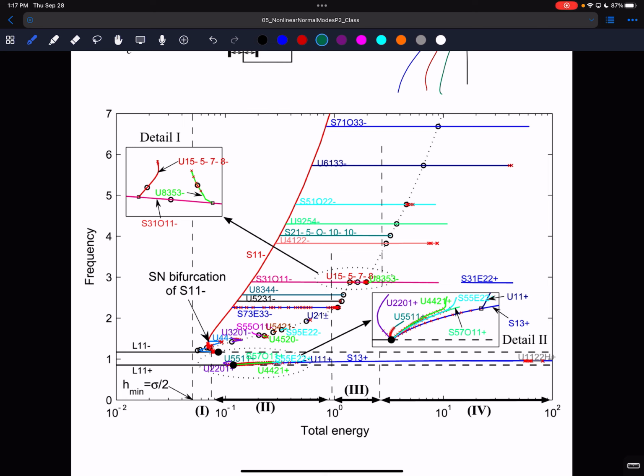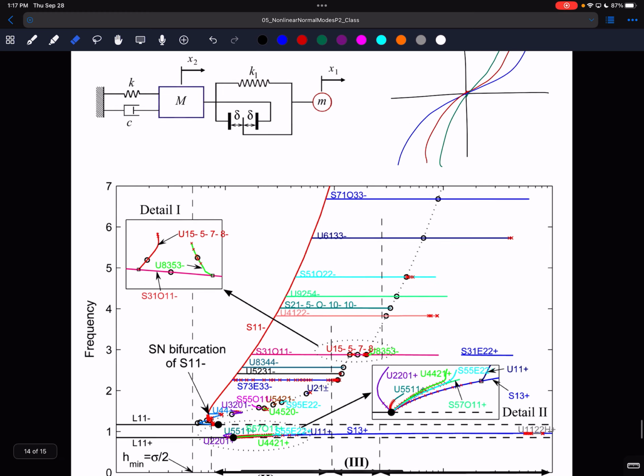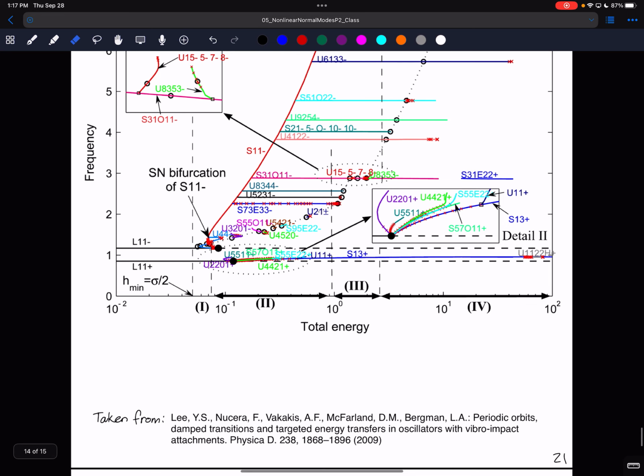Might start here and then jump down, and then jump down, and then jump down. In fact, that's what the dotted lines represent, a transition between these different resonances. So this stuff can get very complicated very fast. And this is still only a 2-degree freedom system with just the strongest type of hardening nonlinearity you can have. This comes from the paper shown there.